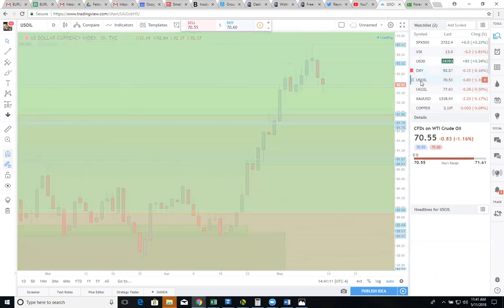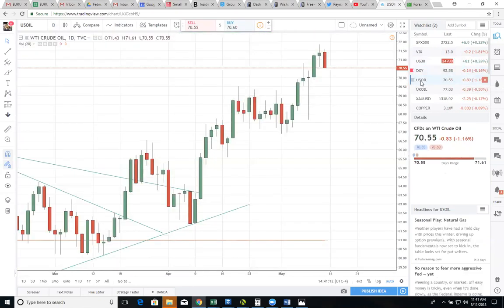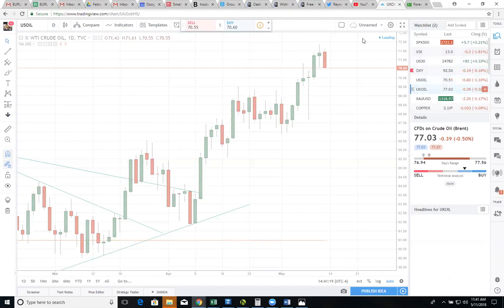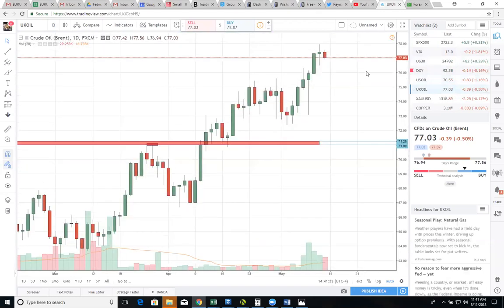Oil, and mainly crude oil and Brent oil, are at least a day behind the dollar index. So hence, we're bearish with oil for now, it created new highs. Likewise for Brent oil, same thing. Crude oil is a little bit faster paced than Brent oil.